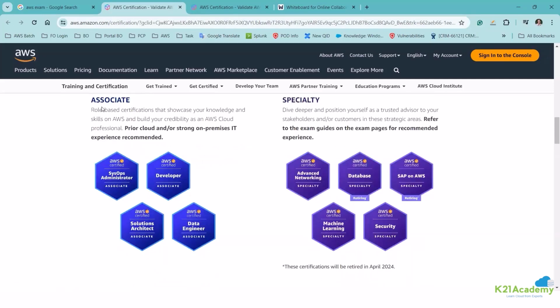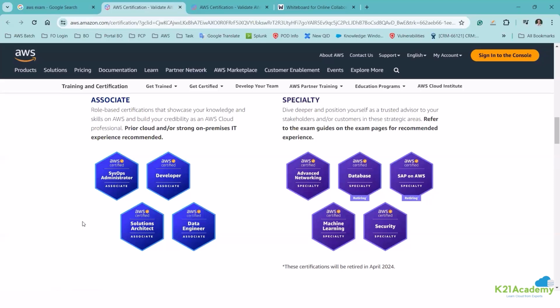In the associate level, you have the system administrator associate, the developer associate, the solution architect associate, and the data engineer associate. Now let's talk about the solution architect. What does solution architect mean? Only the main 3 things: design, managing, planning.